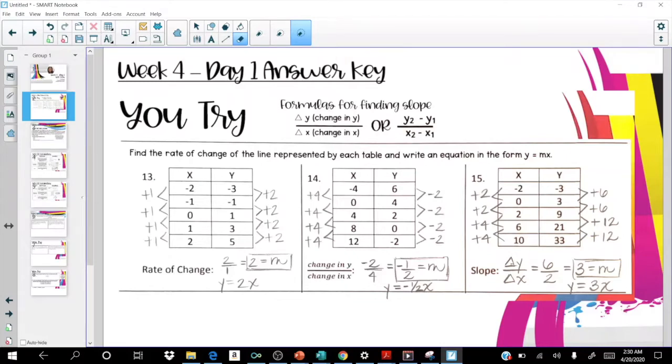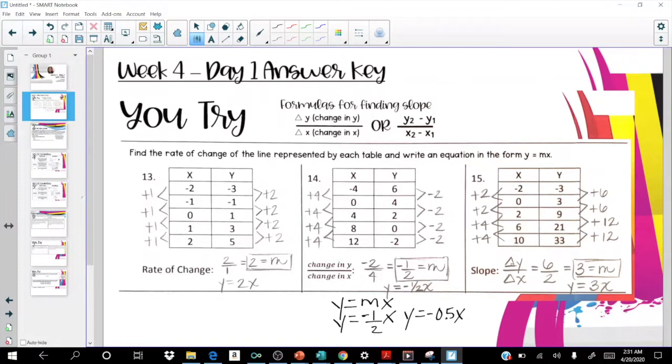Change in y over change in x will give you negative 2 over positive 4, which can be simplified to negative 1 over positive 2, which is equal to m. Now to write an equation that represents that relationship, you're going to use y equals mx. And you are going to substitute m for the slope you found, which is negative 1 over 2. And then fill in the rest of the formula. So y equals mx is now y is equal to negative 1 over 2x, or negative 1 half x. You also could write it y is equal to negative 0.5x. That is the same slope.